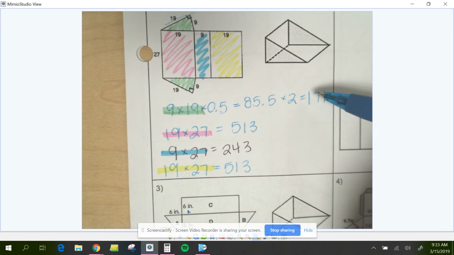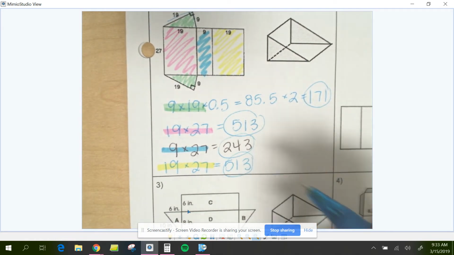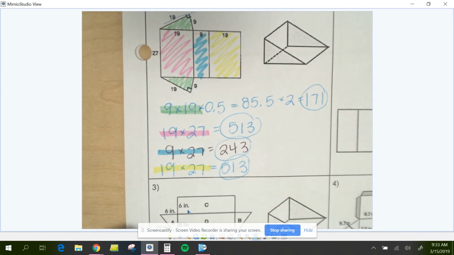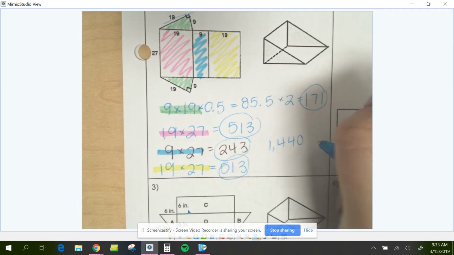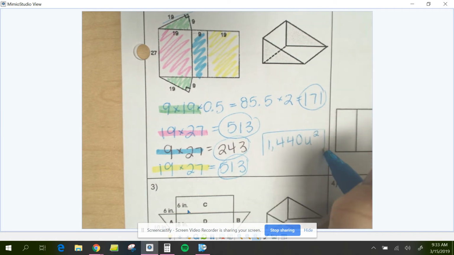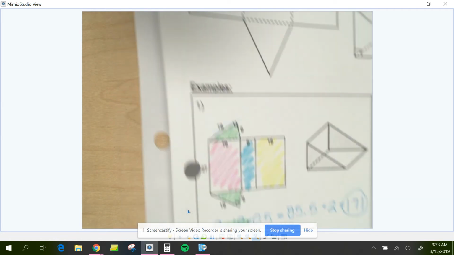Then I'll take a second to add all these numbers up. Those are all of my shapes that make up this triangular prism. And when I add them up, I get 1,440. It doesn't give me a unit, so I use units squared, U squared. Okay? So now let's flip over to the back.